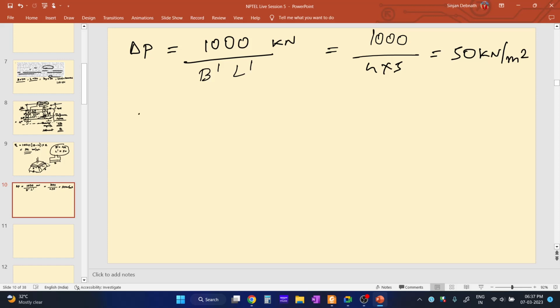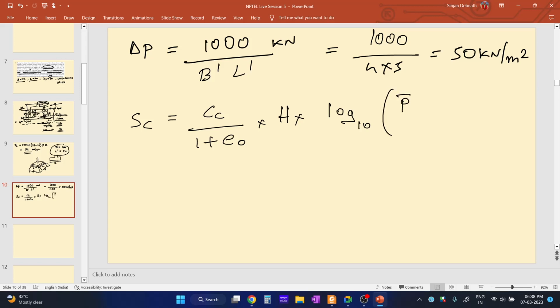So what is the formula for consolidation settlement? ΔH is equal to Cc, that is the compression index, divided by 1 plus the initial void ratio, multiplied by the thickness of the layer, into log to the base 10 of P dash, that is the initial overburden pressure, plus ΔP, the additional stress that is acting after applying the load, divided by the effective overburden pressure. Okay, effective initial overburden pressure. So now let me put the values of all the parameters into this equation.